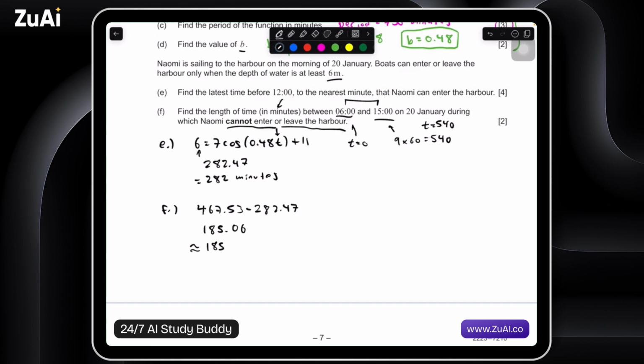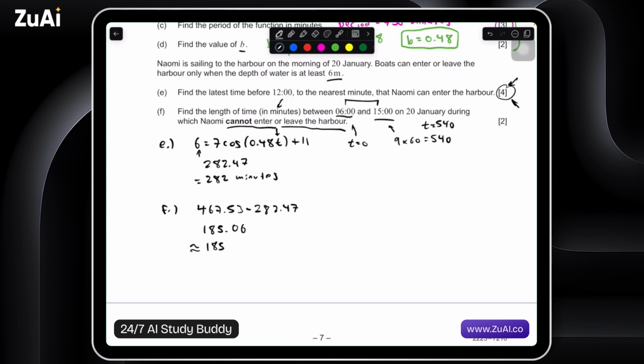A 2-mark question. I don't know why this one was so challenging of a 4-mark question. But, okay. Find the latest time before 12 to the nearest minute that Naomi cannot enter the harbor. I see what they're asking now. Okay. So sometimes it's very rare, I mean it's not often the case that the IB will make a mistake. Very, very rare things will be overly generous. When you see this 4 marks, it's possible to think of, okay, if you imagine the mark scheme itself, what are the steps that they're looking for?